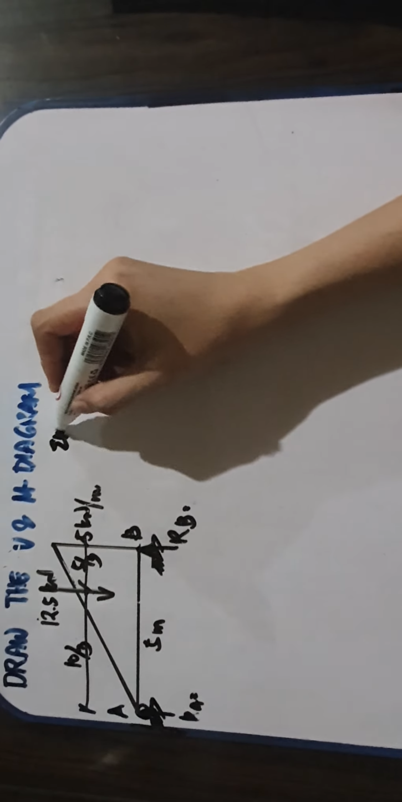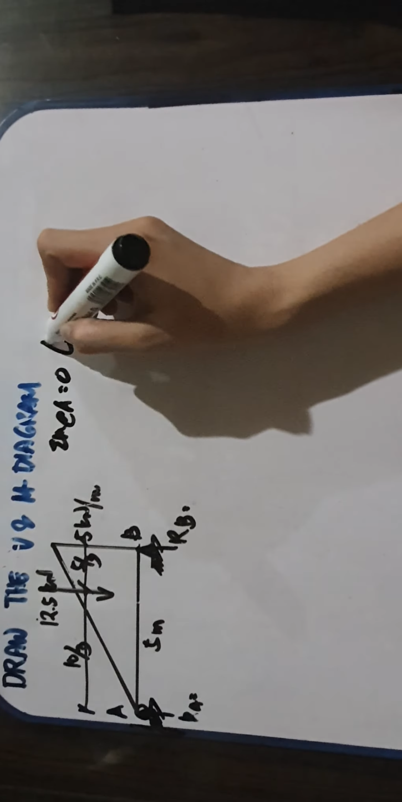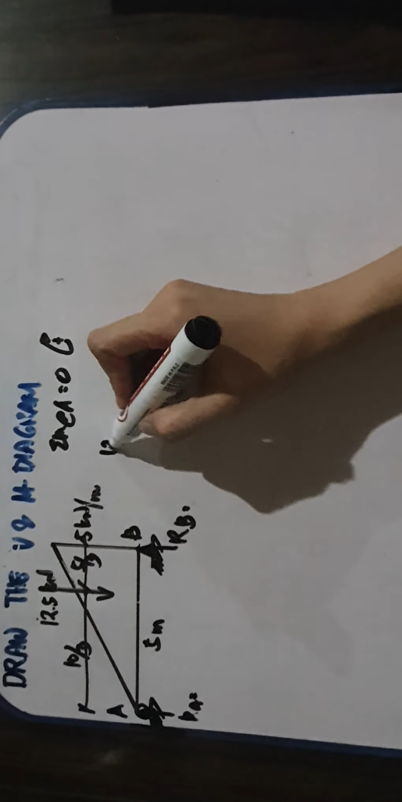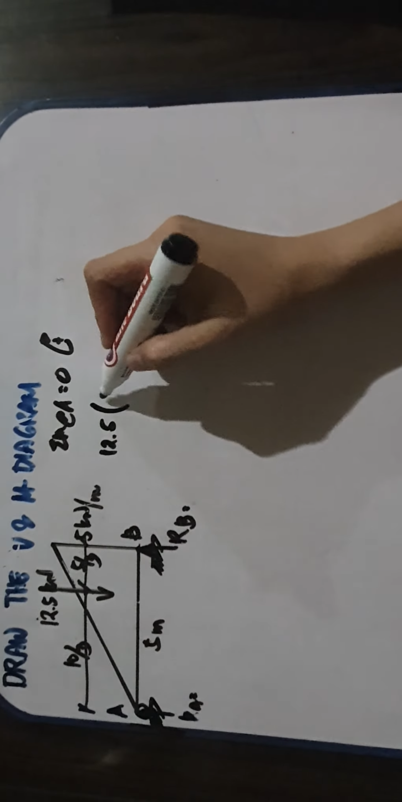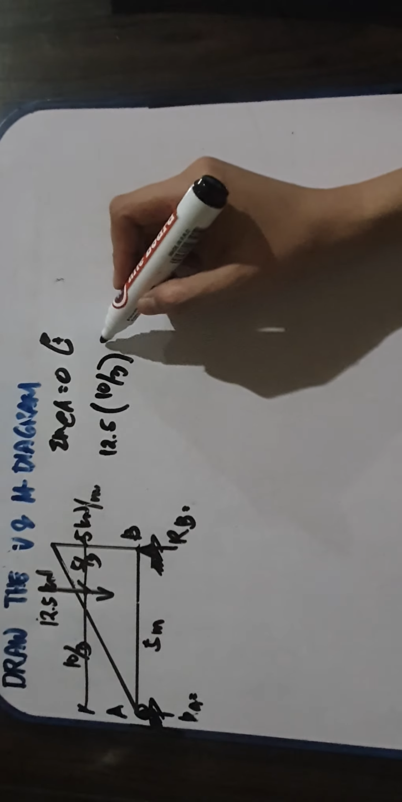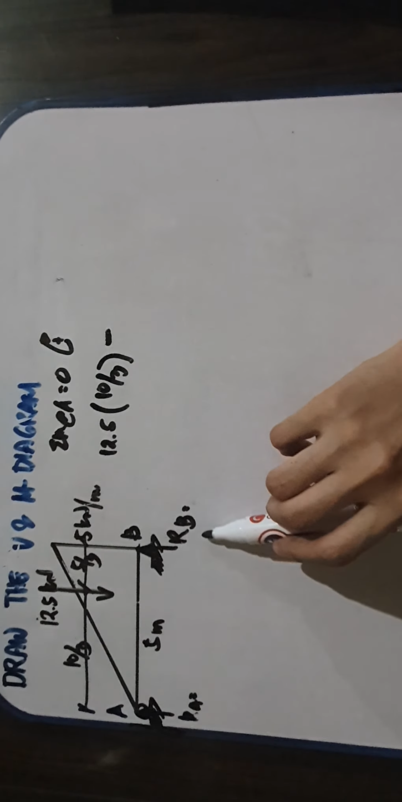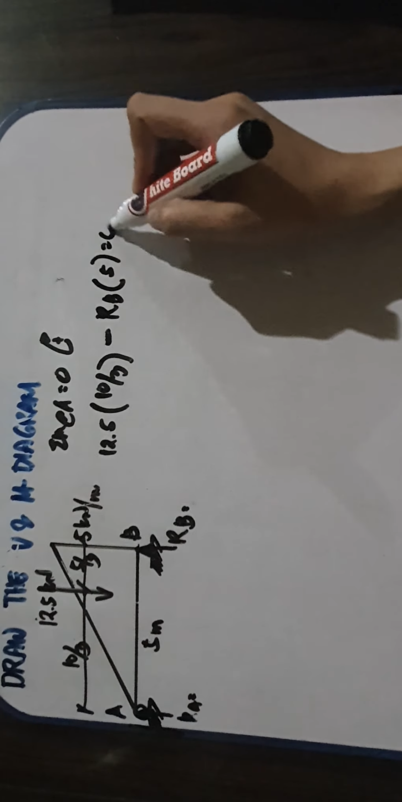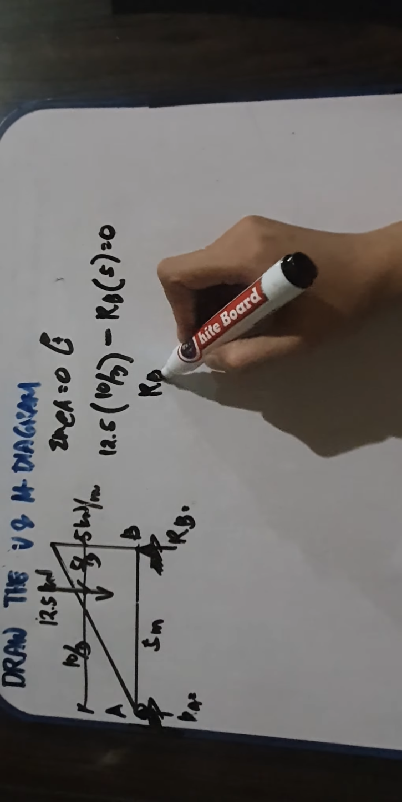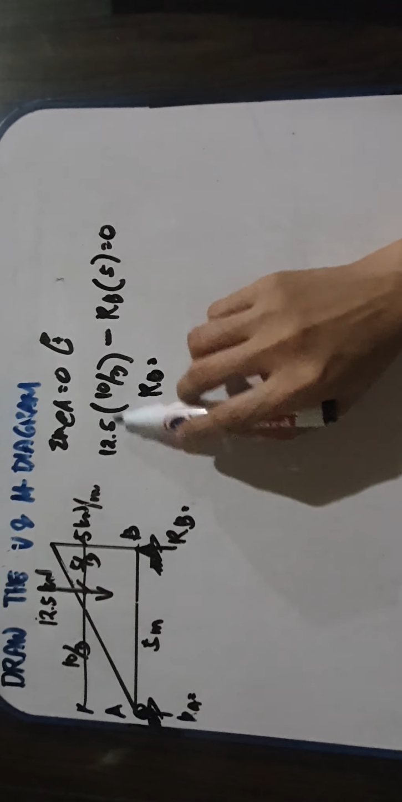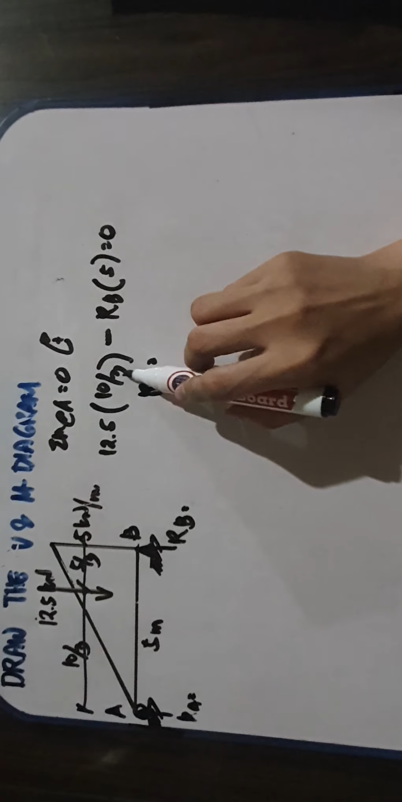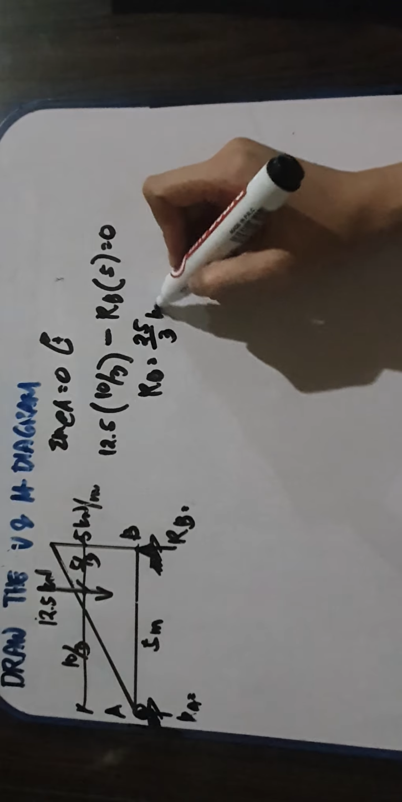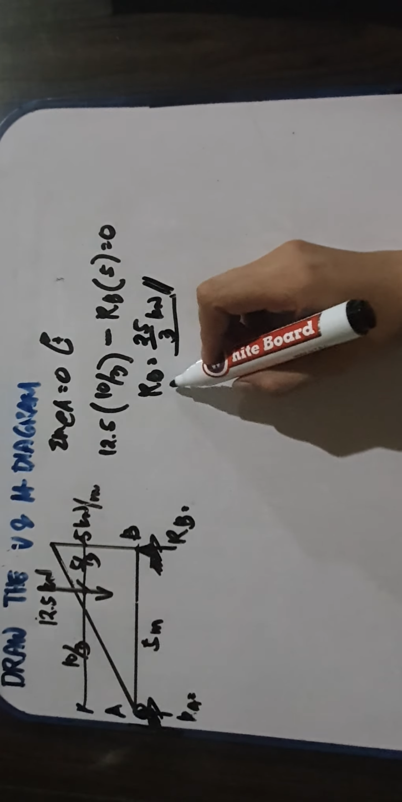So we have summation moment at A is equal to 0, clockwise to be positive. So this is our reference, this is our base. So we have 12.5 multiplied by 10 all over 3, minus, this is counterclockwise, RB multiplied by 5 is equal to 0. So we have RB is equal to 12.5 times 10 is 125 all over 3 divided by 5. So that is 25 all over 3 kilonewton. That is for the reaction at B.